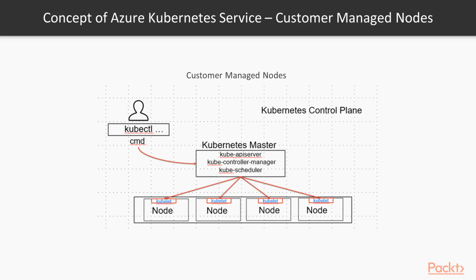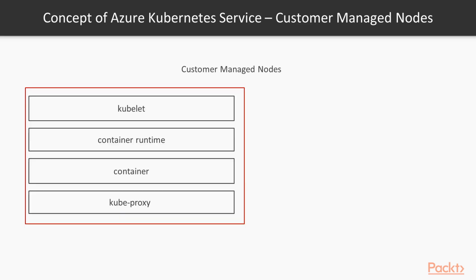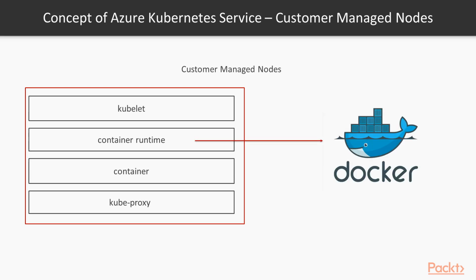If you still remember, kubelet is the one responsible for receiving and distributing within the node the workload received from the cluster master scheduler. Let's define each customer managed node. Container runtime is the one responsible for the execution and managing of the containers inside the node. In our case, we use Docker as our container runtime to run our Kubernetes pods.